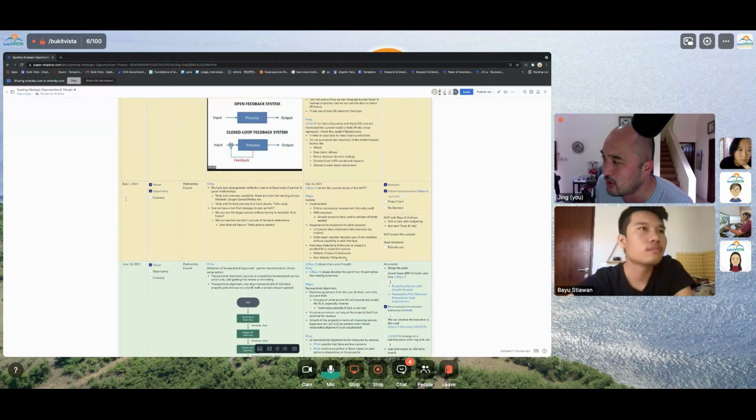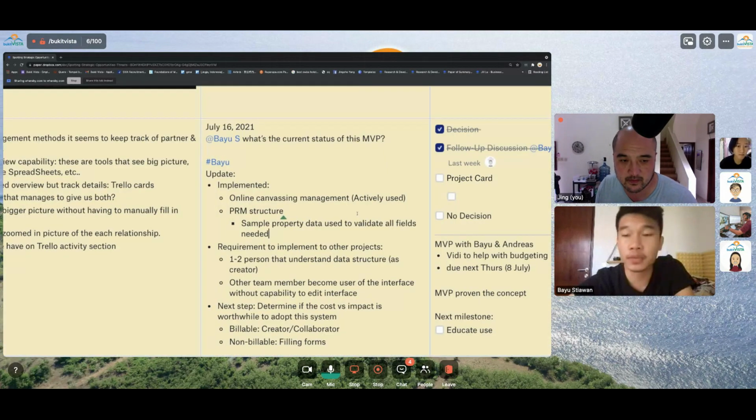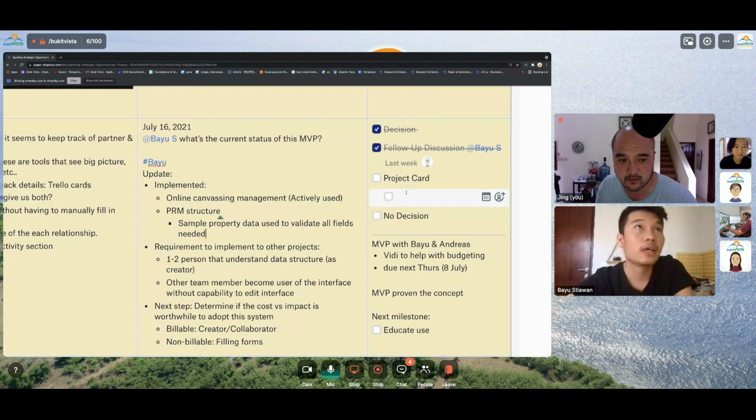Right. So this is the Airtable Partner Relationship Management System. What's the update on this? How's it progressing? Yeah, it's being tested and already being used. Oh, good. Yeah, and the format also. I write the updates right there. So first it's implemented on the online canvassing management. It's actively used now.